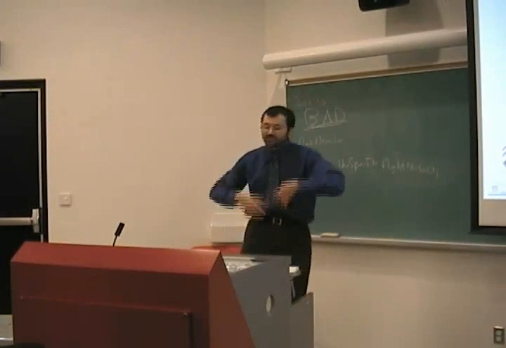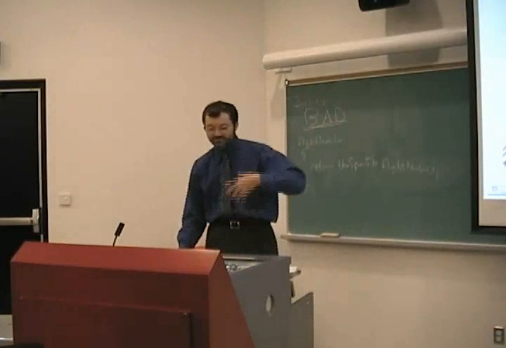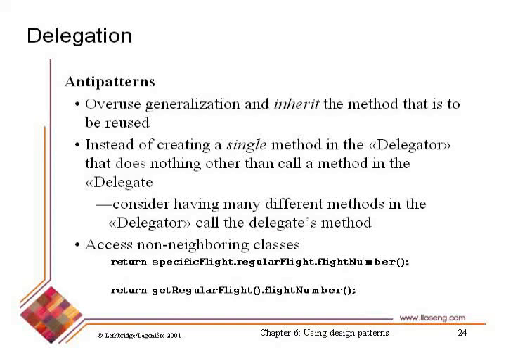Okay, so antipatterns, overuse generalization. There's a tendency to overuse generalization. Remember I showed you that slide, a couple of slides back, where we had stack and linked list. Classic mistake. Classic mistake in object-oriented design is to make stack a subclass of linked list. Okay?